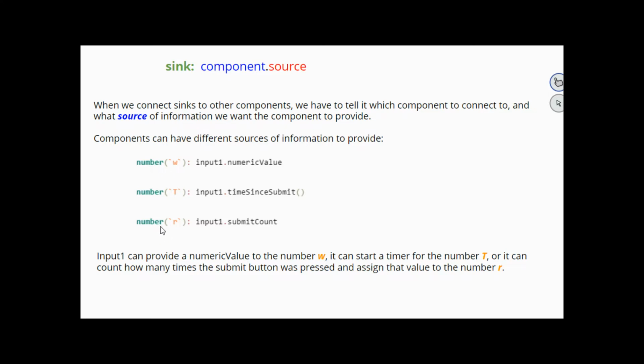We could also have the number R be assigned to input 1 submit count as its source, meaning the number R is going to count how many times the submit button was pressed. So when we tie a sync to another component, we have to identify the source of information that we want that component to use.